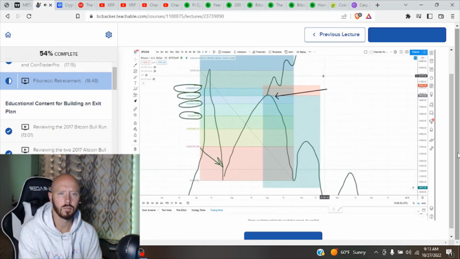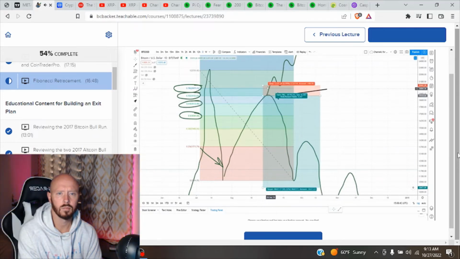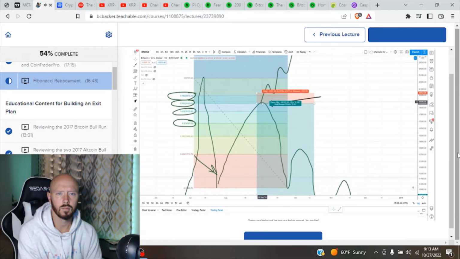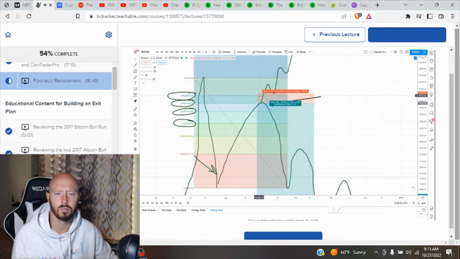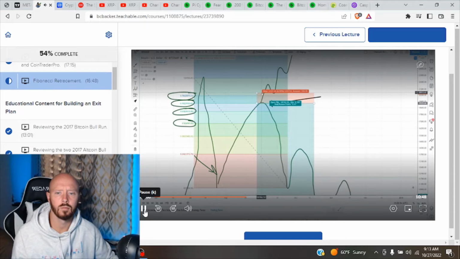We can figure out if we're just retracing and continuing to crash, or we can at least set a rule and say, hey, it's retraced to here. I can sell out of my position. If for some reason it goes higher, I know where I can put my stop loss and say, you know what, it's not doing what I'm expecting, and I can buy my position back.